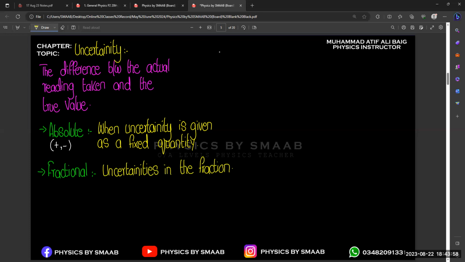Okay, so fractions mean we are going to use multiplication and division methods, right? And the third type is the percentage uncertainty.